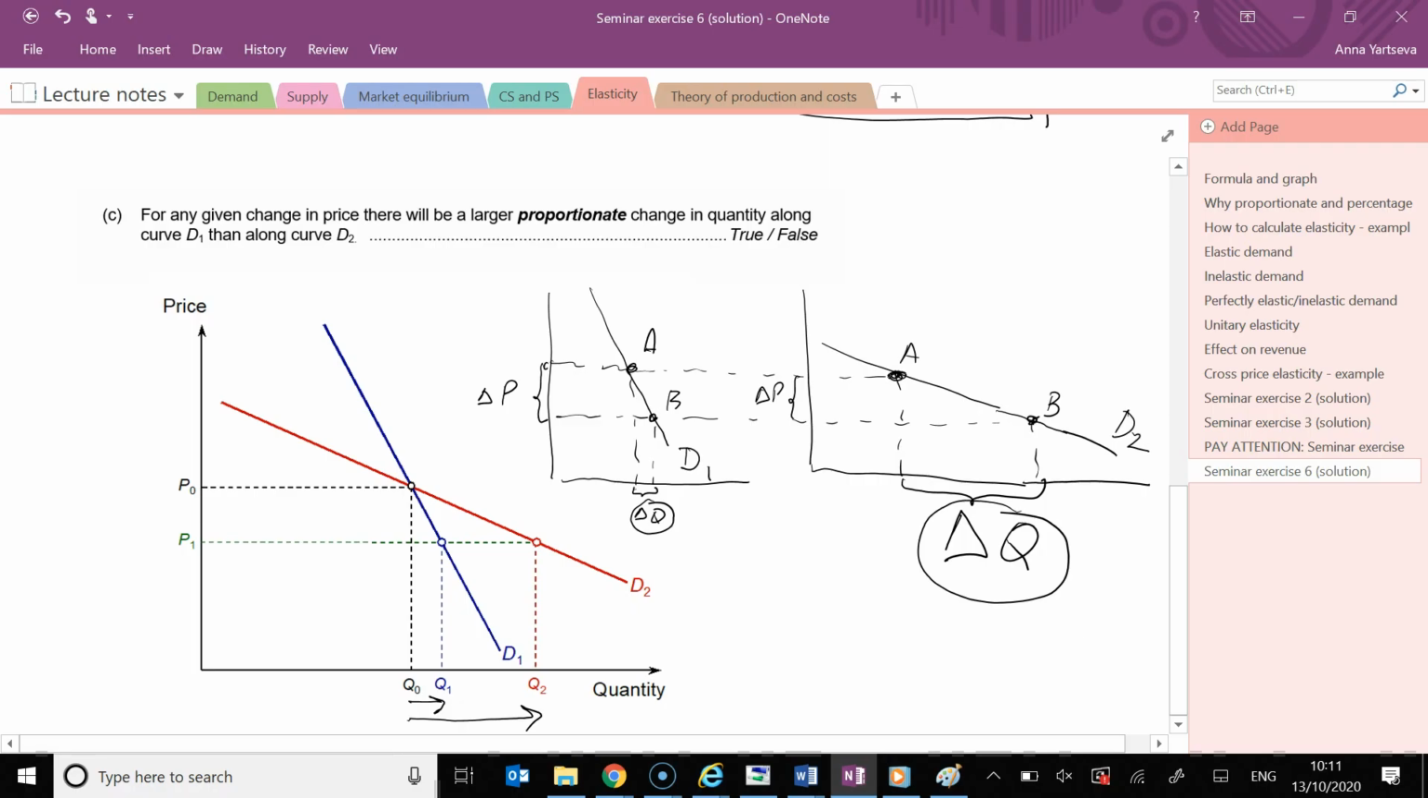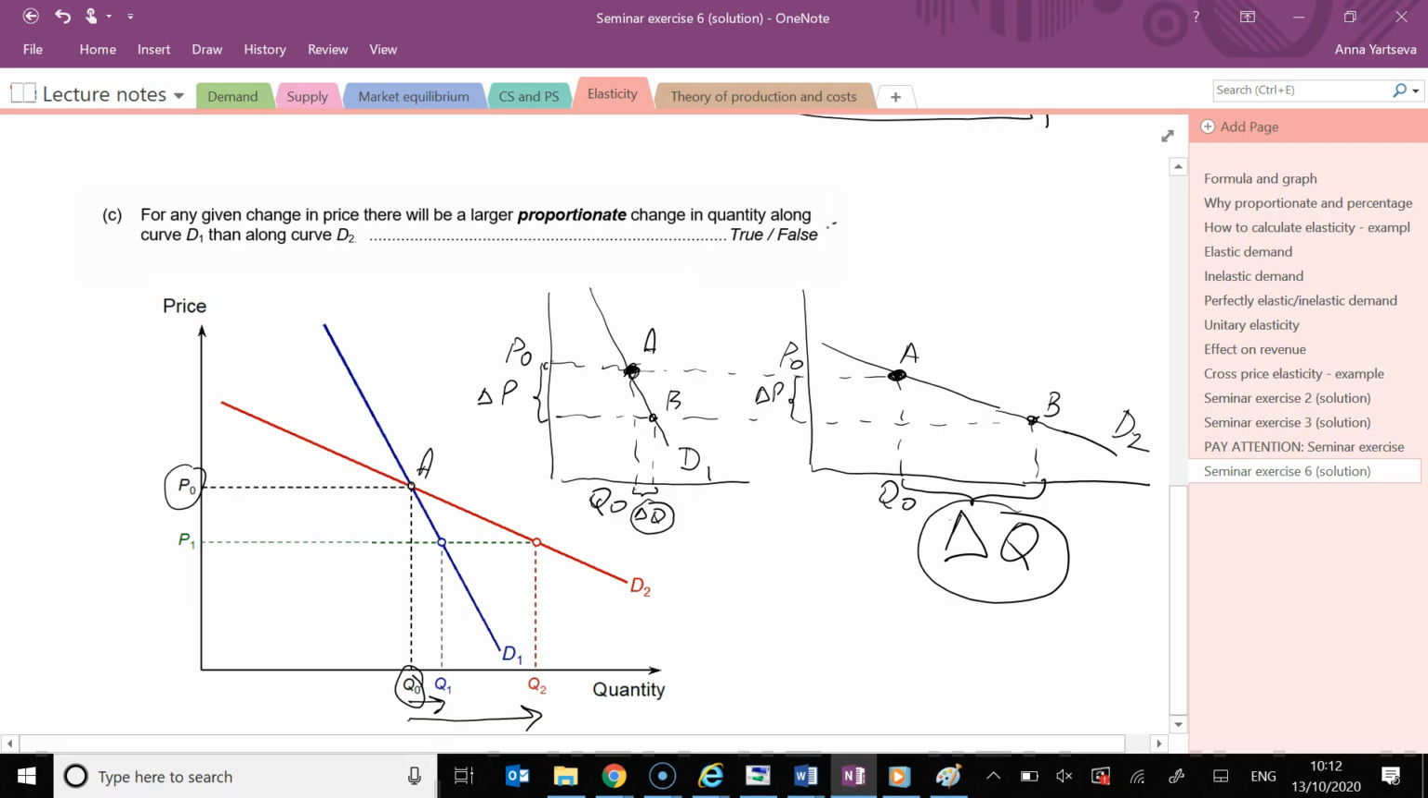Because to calculate proportionate changes, we always relate to the base, to the original amount. And in our scenario, we always originate at the same point A. This is our point A. We always compare our actual absolute change to this point, to the original price and to the original quantity. They're the same in both cases. We always start at Q0 and at P0 in both cases. So proportionate changes in price will be the same, but the proportionate change in quantity will be considerably smaller in the case of the blue demand curve D1 compared to the flatter red demand curve D2.